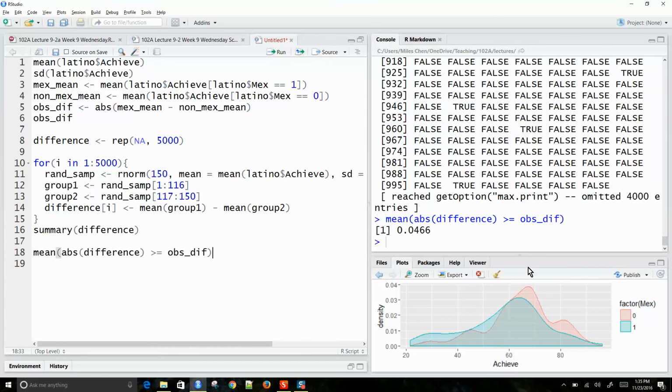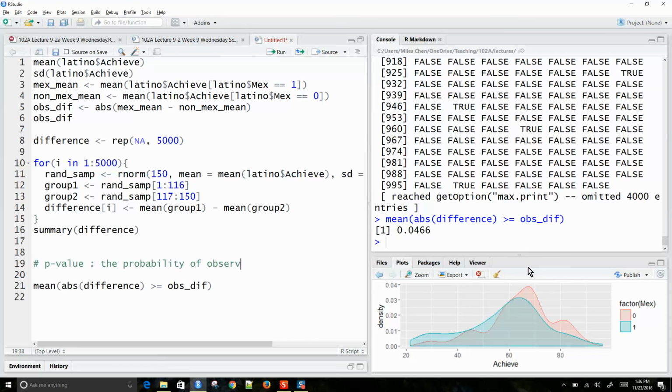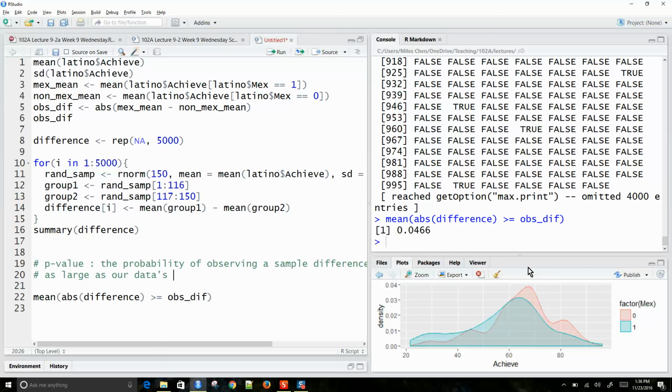So we ask, what's the definition of a p-value? The definition of the p-value is the probability of observing our data, or in this case, because we're talking about a difference, observing a sample difference as large as our data's, if we assume that the null hypothesis is true.